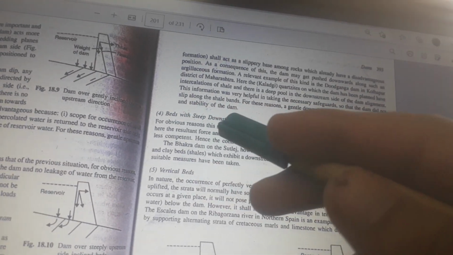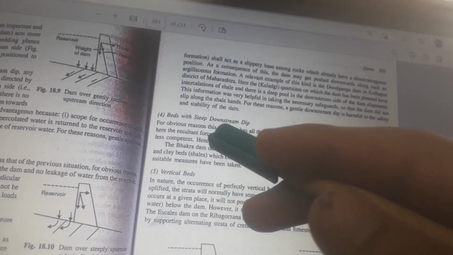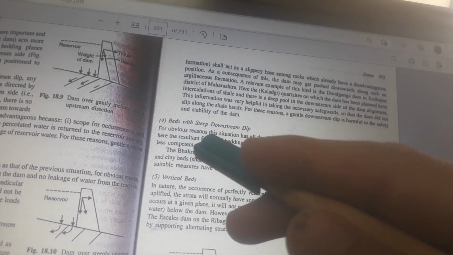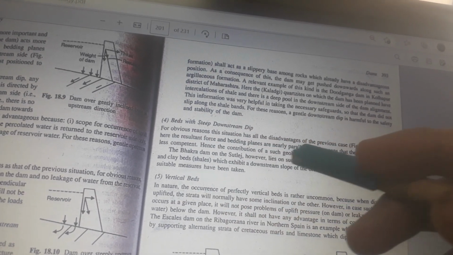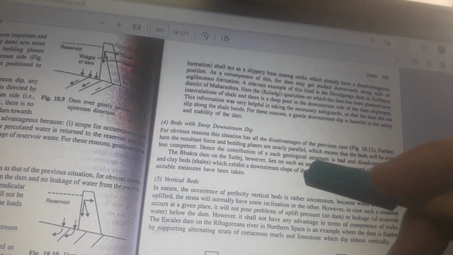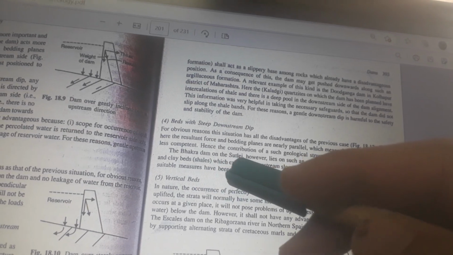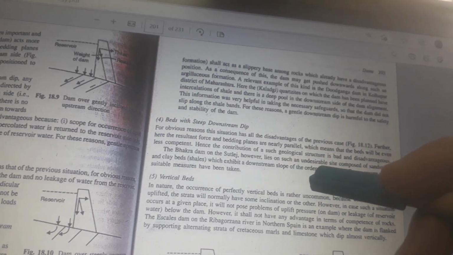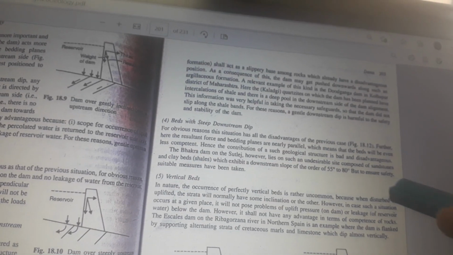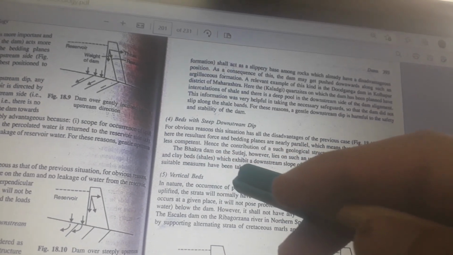Clay beds and the steep downstream dip. For obvious reasons, this situation has all the disadvantages of the previous case. Further, here the resultant force and bedding planes are nearly parallel, which means that the beds will be even less competent. The Bhakra Dam on the Satluj River lies on such an undesirable site of sandstones and clay beds, shales of which exhibit a downstream slope of the order of 55 degrees to 80 degrees. But to ensure safety, suitable measures have been taken.